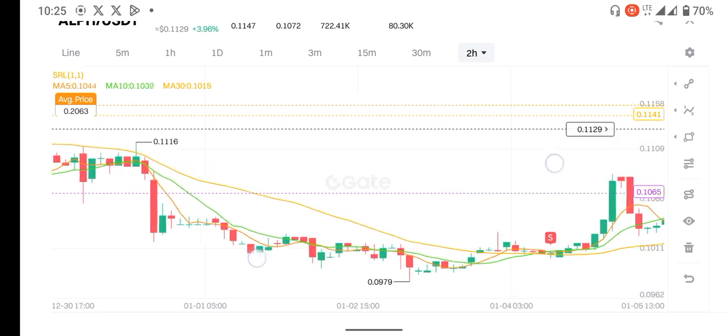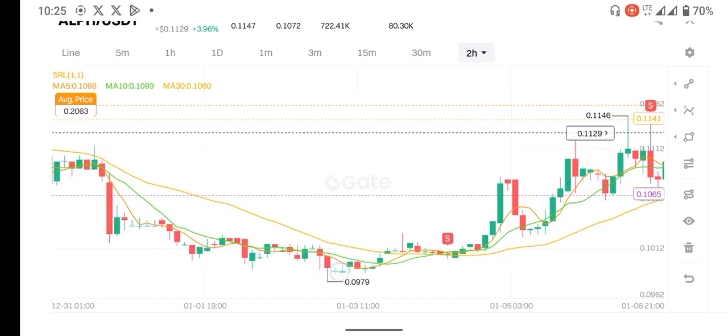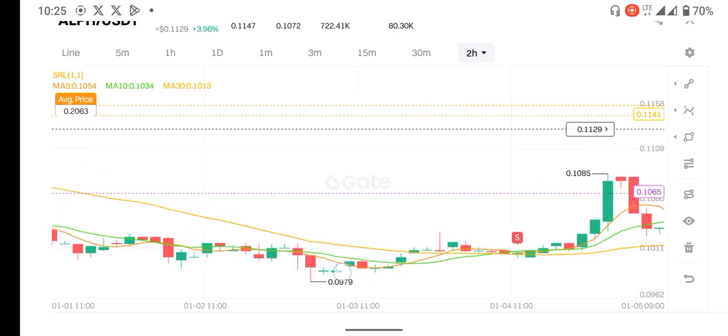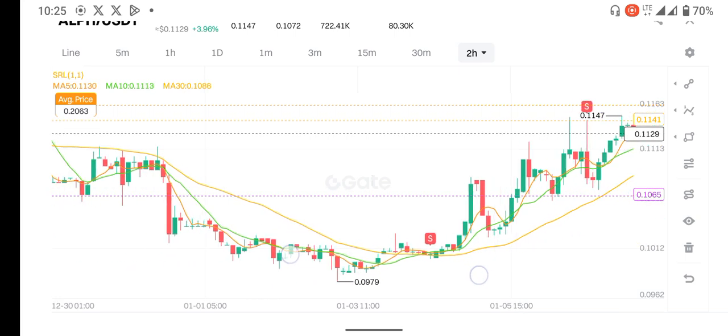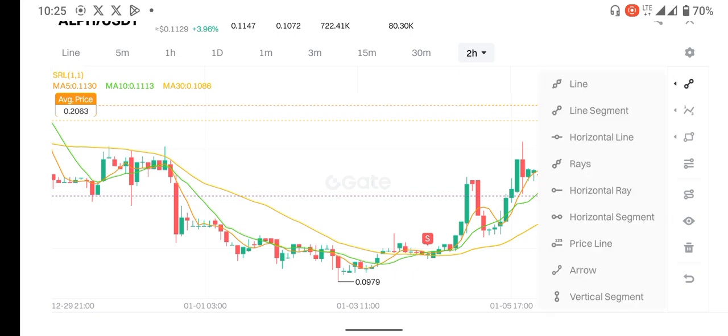So let's start our analysis from here. Let me blow this out. We can see that we had a doji here. A doji represents an indecision in the market. Before we had an inverted hammer here, we had a hammer here. These are all bullish confirmatory signals.